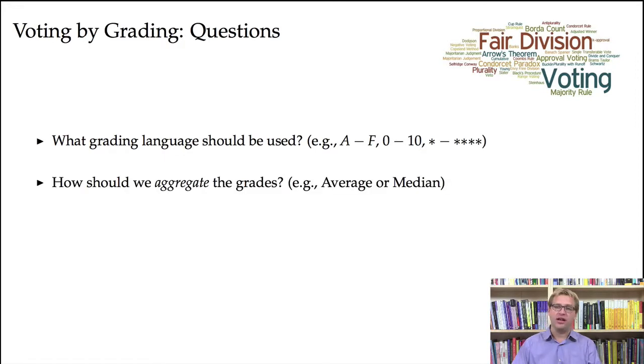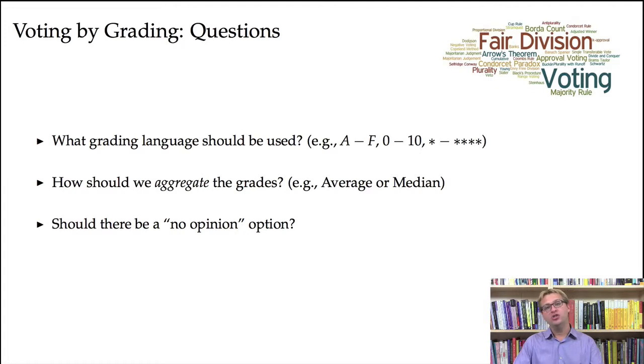The second question is, once you assign the grades to the candidates, how do we aggregate those different grades? How do we combine all of those different grades? Does it make sense, if we think of the grades as numbers, to actually add up the numbers and maybe take the average? So how do we aggregate the grades is the second question.